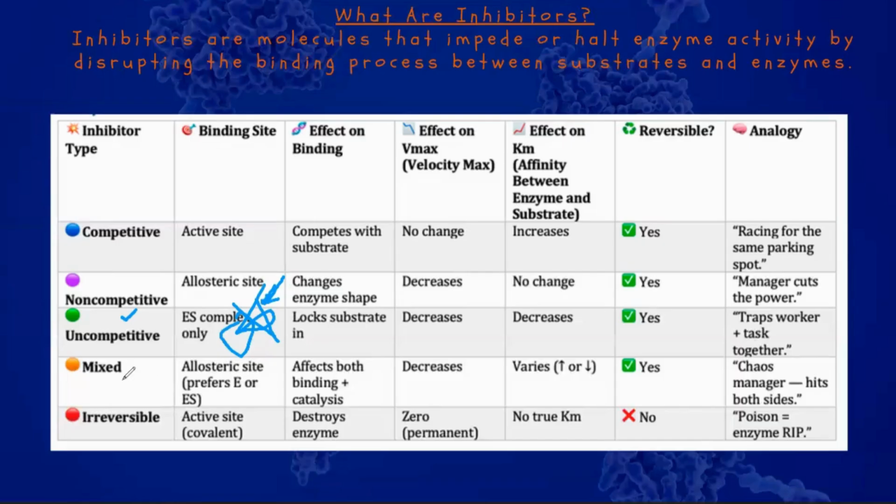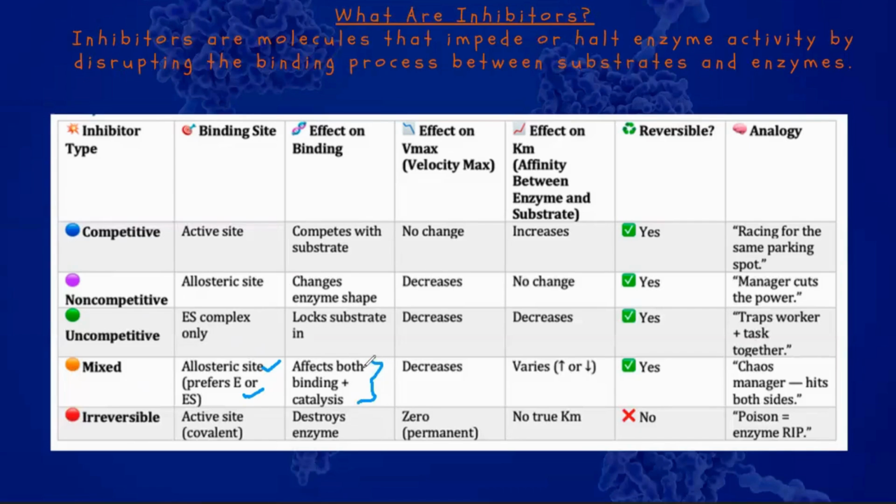You could also have, which is the fourth one, called the mixed inhibitor, which could be a combination of different ones. Like you could have the allosteric site, or you could have the ES complex, which can attach together, and it affects both the binding process and how it lowers the activation energy.